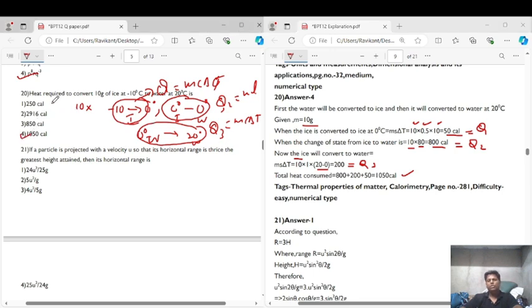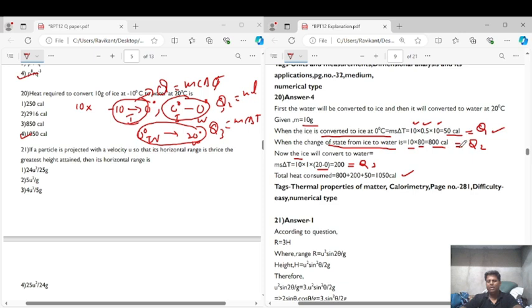So again, in this question, there are three phases taking place. One, first the ice at minus 10 degree centigrade is converting into ice at 0 degree centigrade. For that, the heat supplied is Q1. Then the ice at 0 degree centigrade is converting into water at 0 degree centigrade. That is a change in the phase.